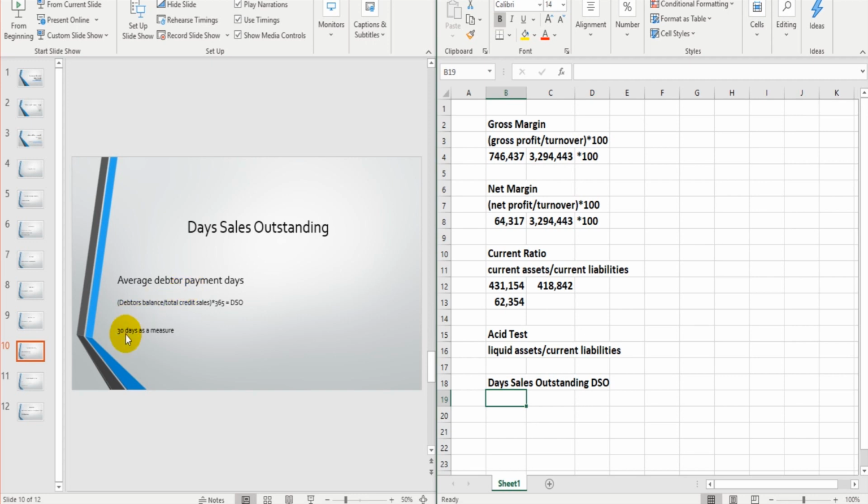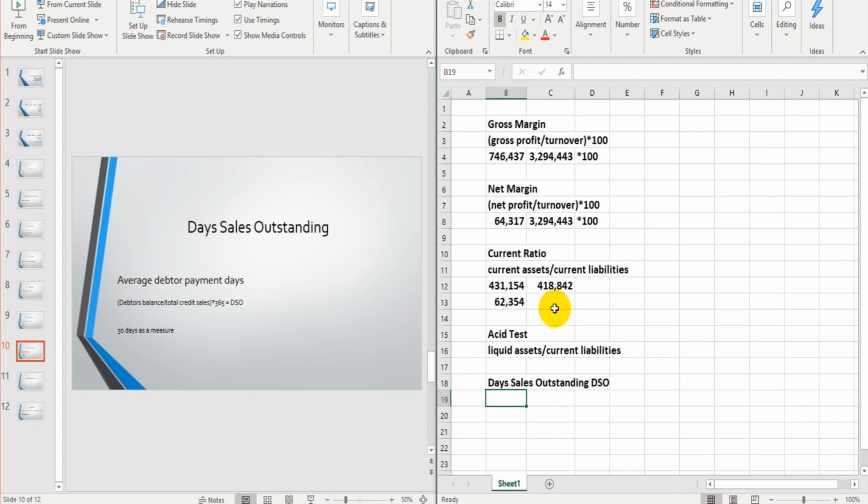Now, as a rule of thumb, anything 30 or less is considered healthy. Most companies have payment terms of 30 days. Anything over 30, then those warning signals start to flash. It could be considered unhealthy to have debtors paying you over 30 days. So it says the average debtor payment terms. This is the average amount of days it takes a customer to pay the business.